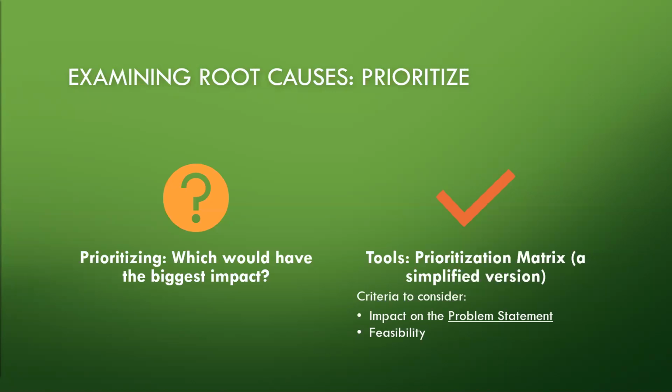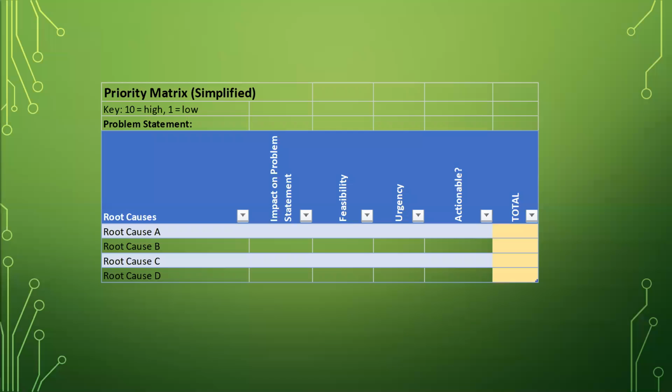So one tool you can use to sort out which root causes to focus on is called the prioritization matrix. There are many different versions out there. If you Google this, you will find so many different ones, and they can seem quite complicated. For the sake of ease of use, I have an example of a simplified version that you can use today if you want to. So this is the simplified template for a priority matrix that you can use.